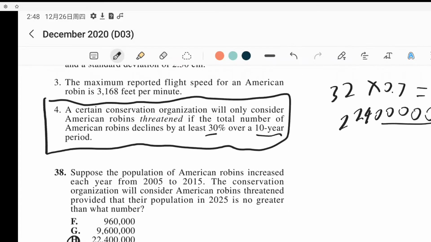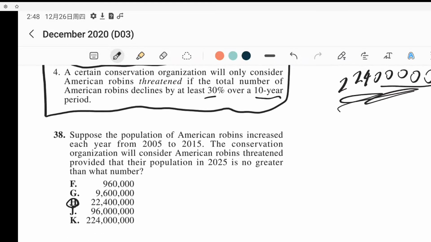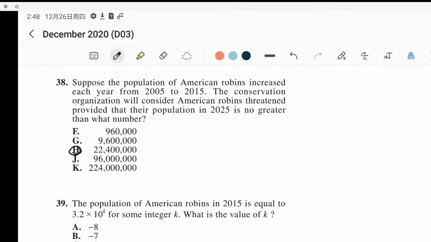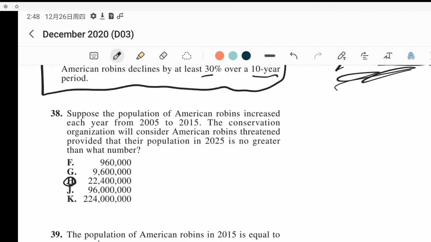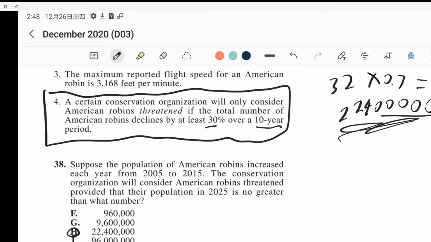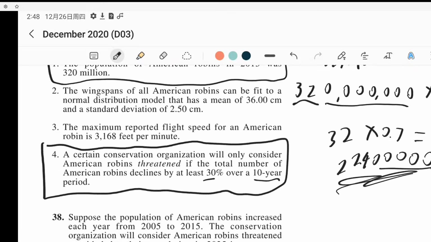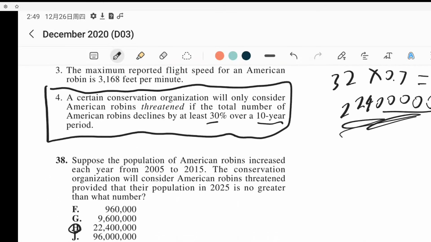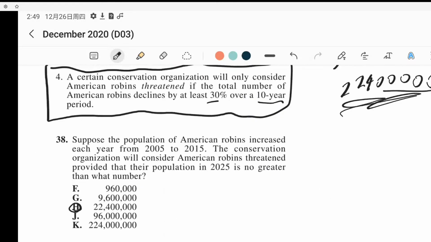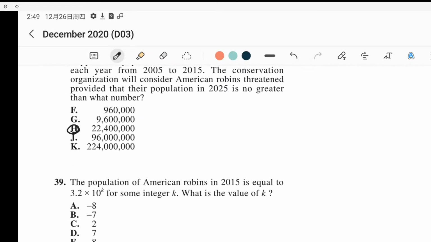So we need no greater than this amount for the American robins to be considered threatened. And do be careful with the zeros, because K gives us 224 to begin with, but it does have an extra 0. So it does decrease from the original number we're given, but it does not decrease by 30%. So therefore, we must be careful with the numbers.